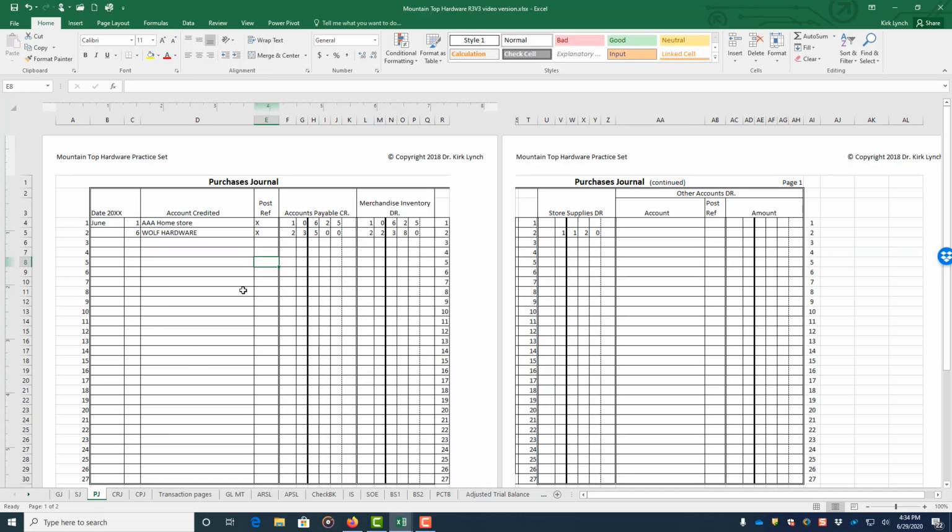Then we move on to our purchases journal and post the column total to accounts payable. Then we would post our column total to merchandise inventory and our column total to store supplies. There's an entry here that we don't have shown yet, and that should have already been posted. And then we continue on to the cash receipts and the cash payments journal.